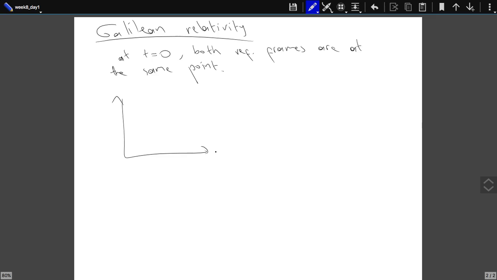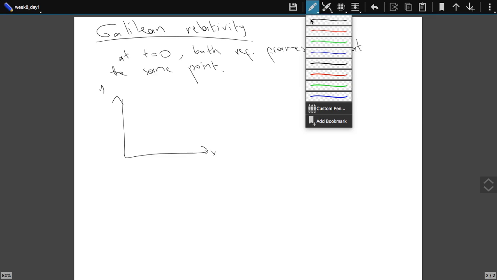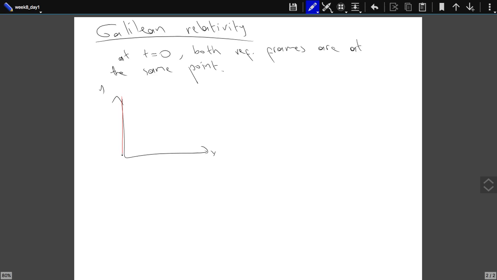So this is one reference frame, xy. This is the other one, x prime, y prime. This is at t equal to 0. Then let's say that this red reference frame is moving relative to the black reference frame with some speed, let's say v in the positive x direction.